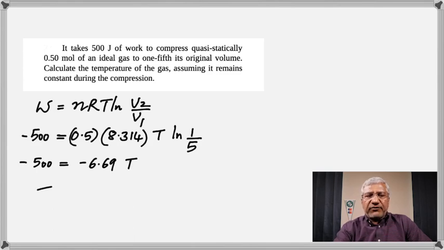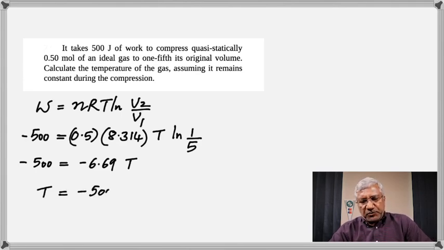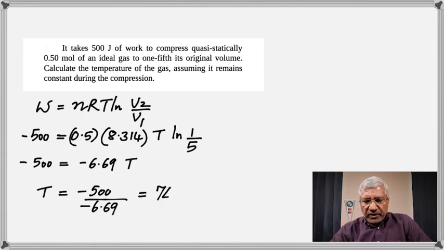Now, why did I put negative 500 here? Very important to know. When work is done on a system, it's negative. Here, a gas is being compressed. You're doing work on the gas. That's why it's negative 500. And then on the right-hand side, when you plug in all these, you're going to get negative 6.69 times T, which we do not know. So it's easy to rearrange that and find the temperature. Negative by negative is positive, and you get the temperature to be 74 Kelvin. Take note of this. Very important.